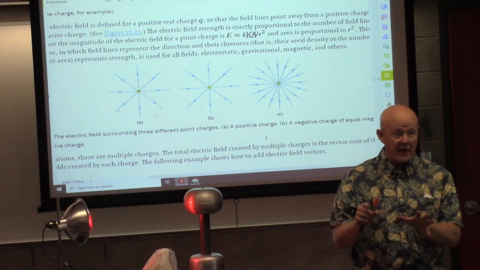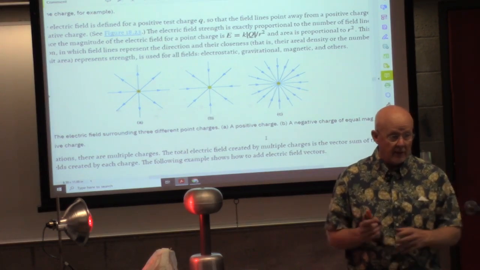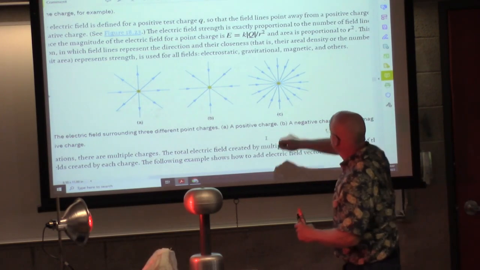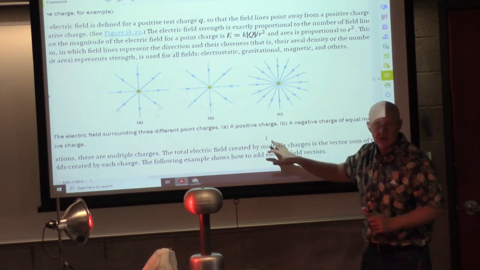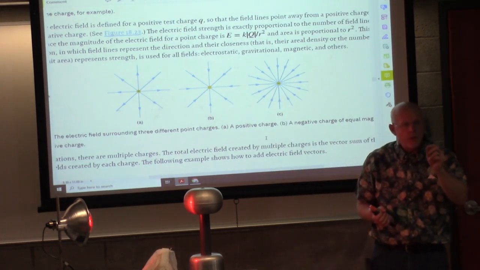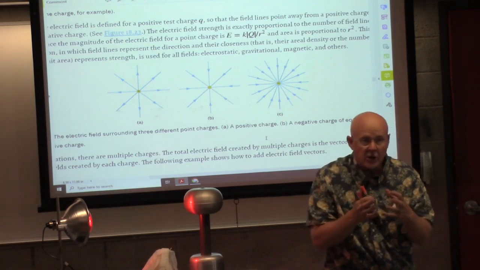And we're going to move away from that. How long I draw it is irrelevant. And that's why they just kind of draw it feathering out. The length of it has nothing to do with how strong it is. We will represent how strong it is by how close the lines are together.